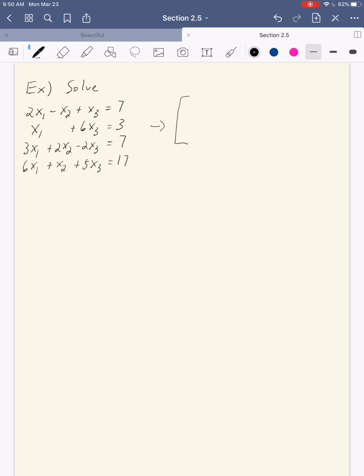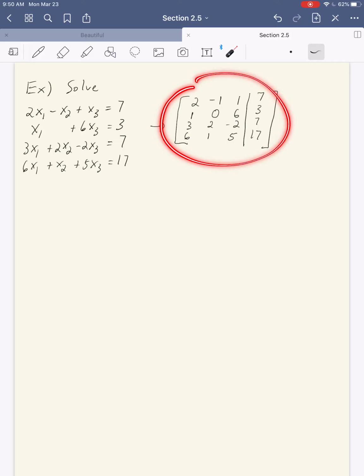Well, that first row is going to be 2, minus 1, 1 for the coefficients. Then 1, 0, 6. Then 3, 2, negative 2. And then 6, 1, 5. Then we'll put our little vertical line there and put our constants that are equal to 7, 3, 7, 17. So that is the augmented form of this, right?